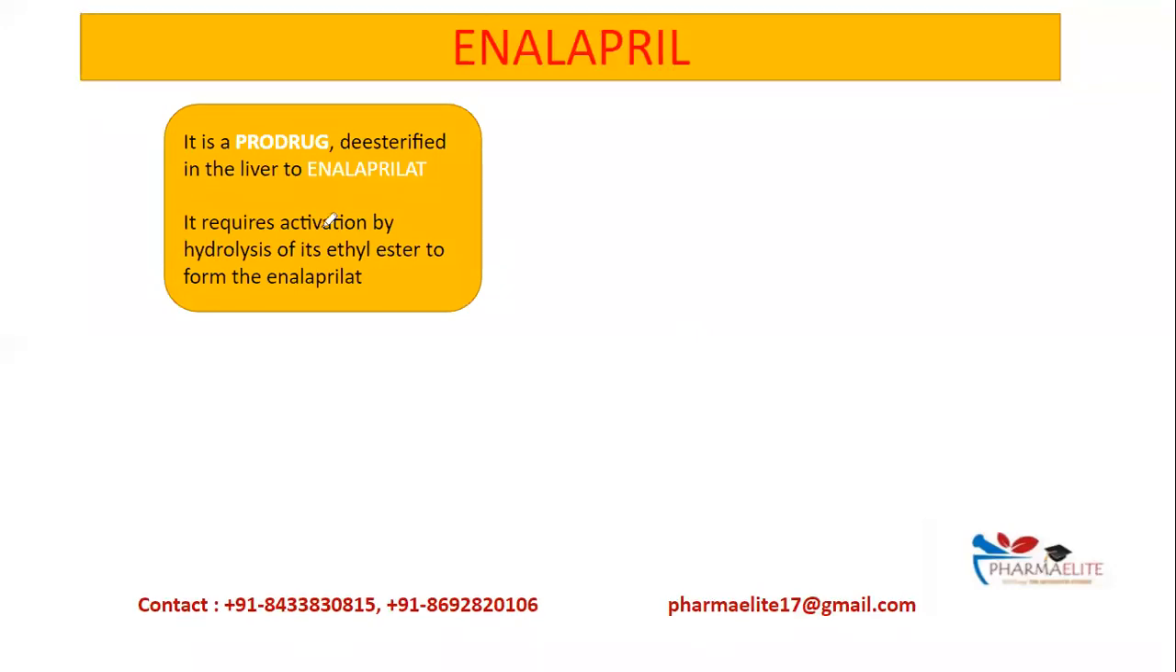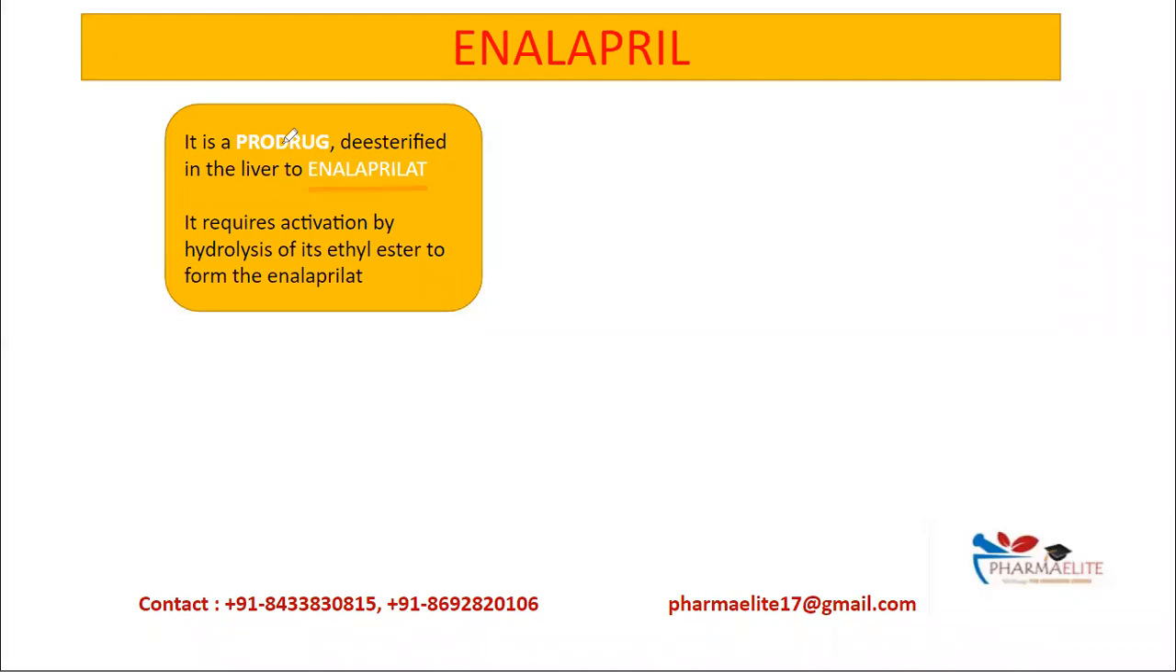We all know what prodrugs are. Prodrugs are biologically inactive compounds which, after administration in our body, are metabolized, and then the main active drug is produced. So enalapril is a prodrug. In the liver, with the help of the esterase enzyme, it gets de-esterified to form enalaprilate. So this is very important. Enalapril is a prodrug that gets de-esterified.